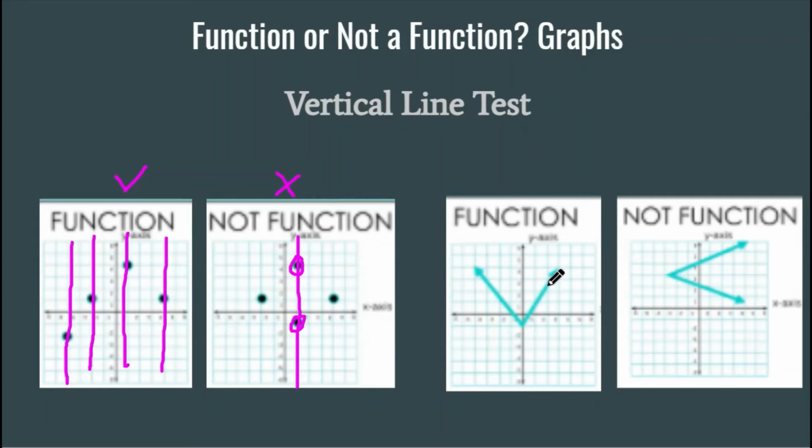When it's a continuous line, it's the same thing. I just draw a vertical line, and I see how many times it hits. So this one's a function because no matter where I draw it, it only hits my vertical line one time. The one on the right here, if I draw a straight vertical line, I see that it hits twice. That means my x values repeat on those points. So therefore, it's not a function.